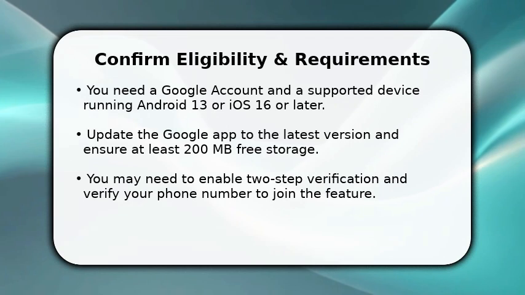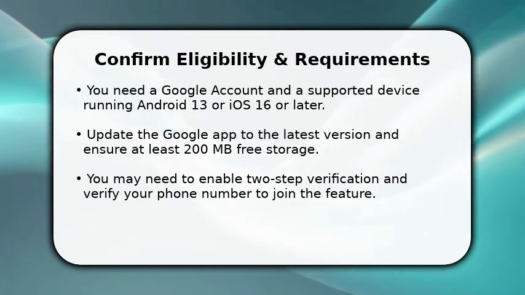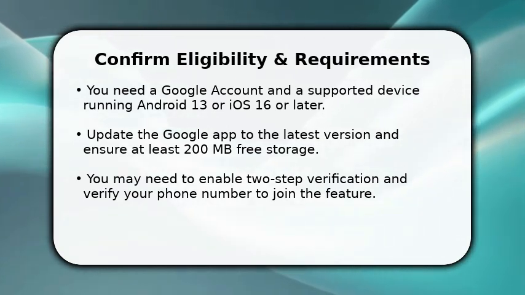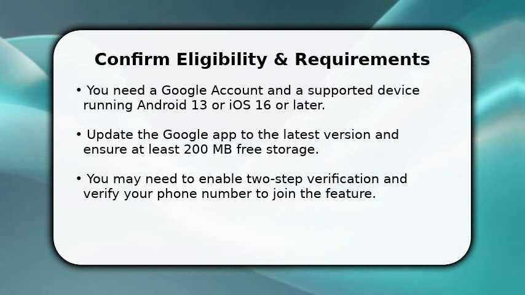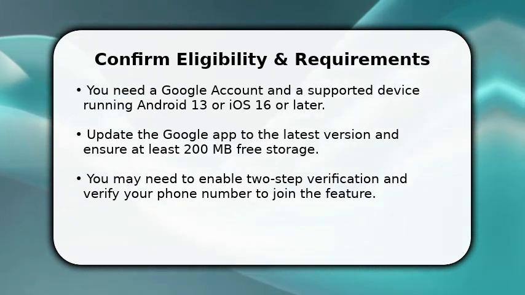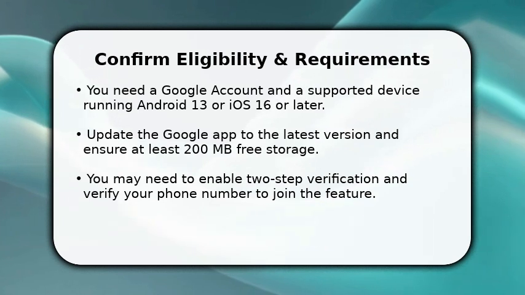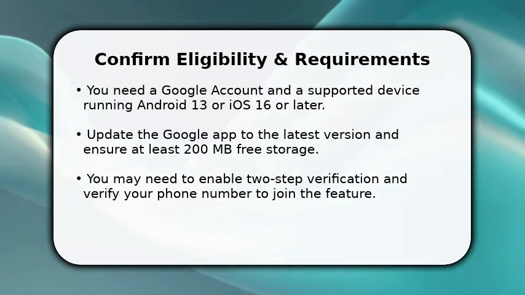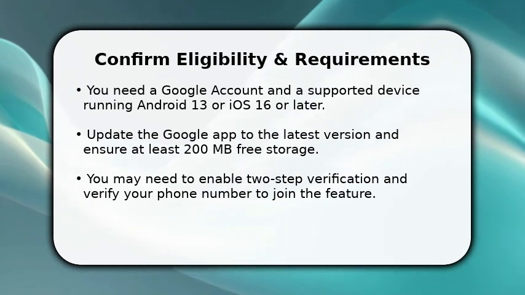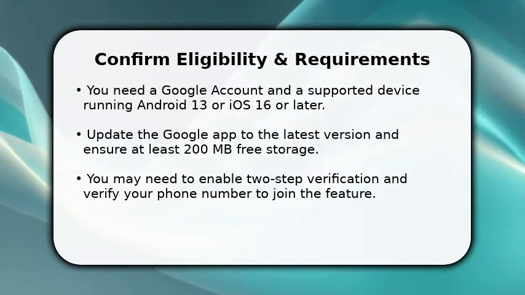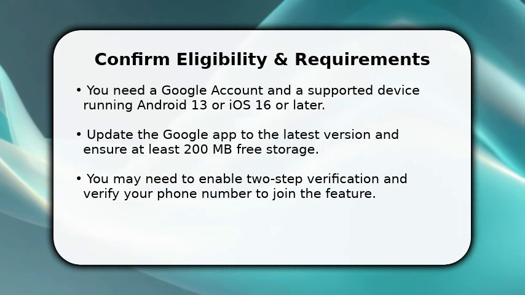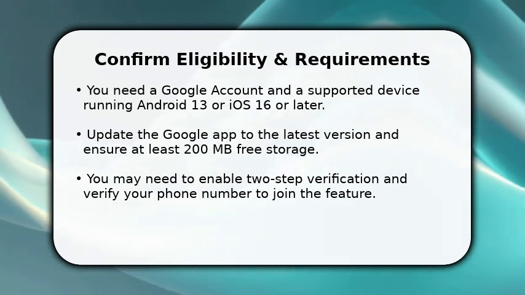First, confirm eligibility. Sign in with a Google account and check that your device runs Android 13 or iOS 16 or later. Update the Google app to the latest version and free at least 200 MB of storage to avoid installation issues. Turn on two-step verification and verify your phone number in account settings. Many new features require this.